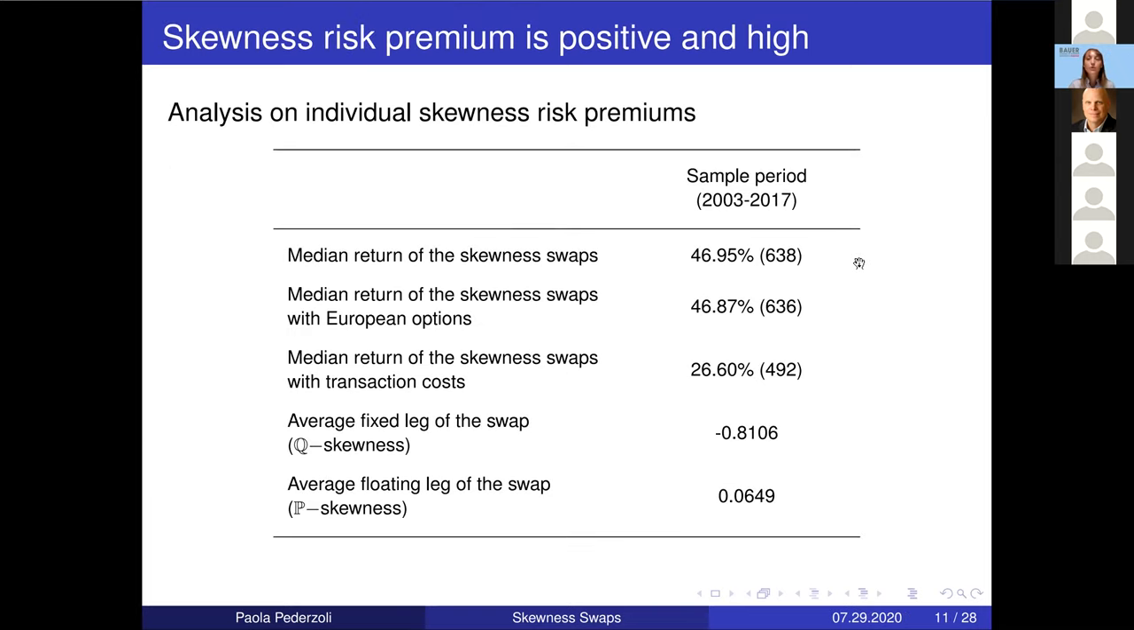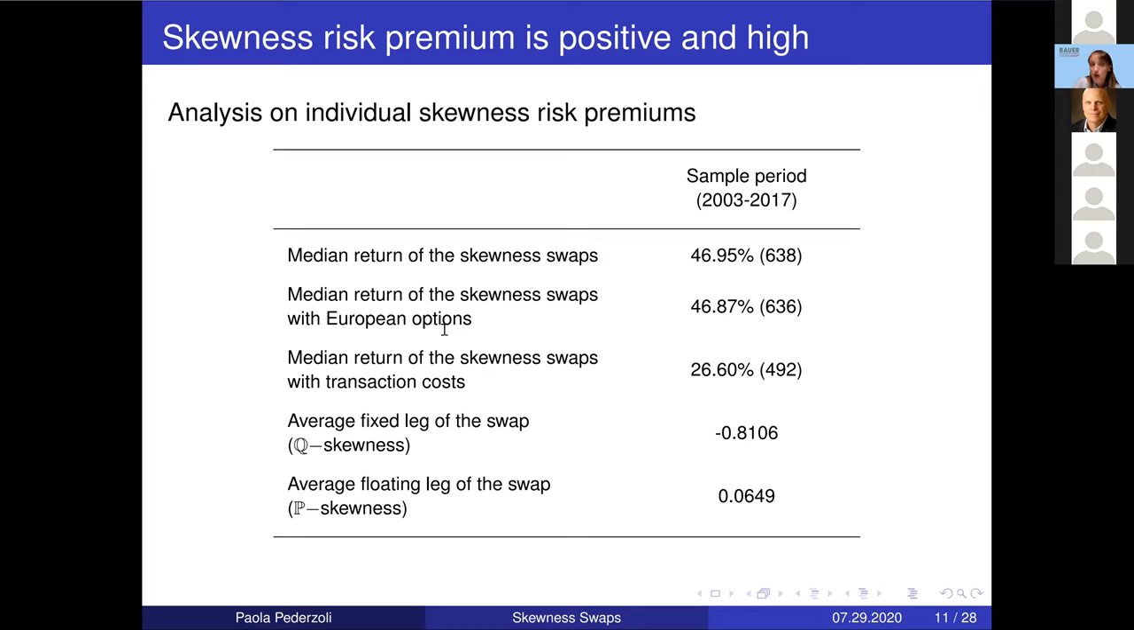So then I compute the analysis for the individual skewness risk premium. Before, in the previous table, I had a portfolio of individual swaps, while here I consider the time series of individual swap returns. The median is still very high, and it's significant for almost all the stocks. In total, the stocks that I consider are around 700, because they are the stocks that have been part of the S&P 500, at least in a sub-period during my sample period. So then I also compute two robustness checks.